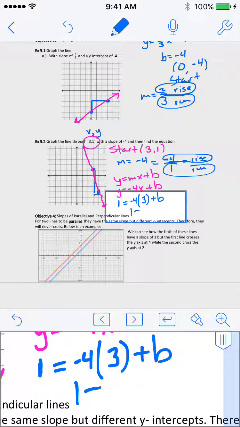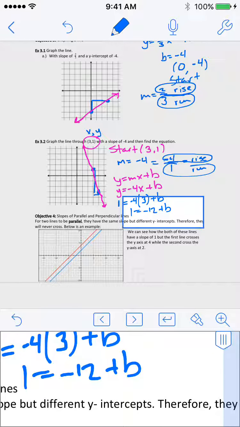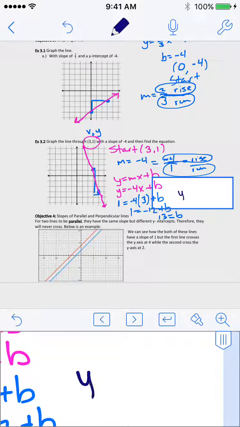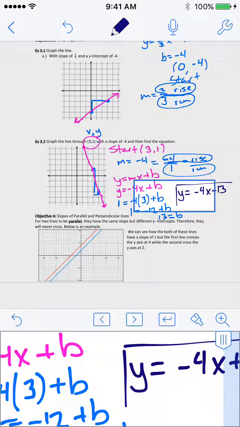So 1 is equal to negative 12 plus b if I simplify this a little bit, and therefore b is equal to 13, if I add 12 to both sides, right? So add 12 to both sides, you get b is equal to 13. So our final equation is y is equal to negative 4x plus 13. And we have found our equation.